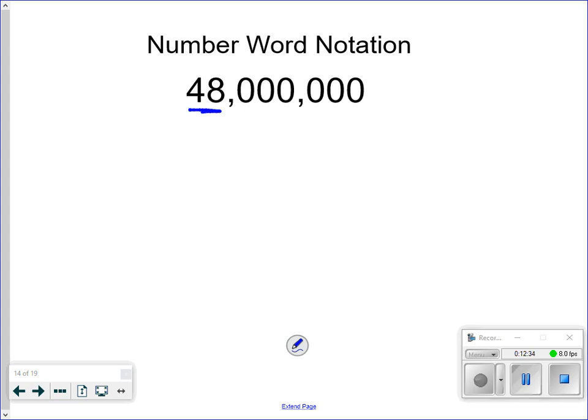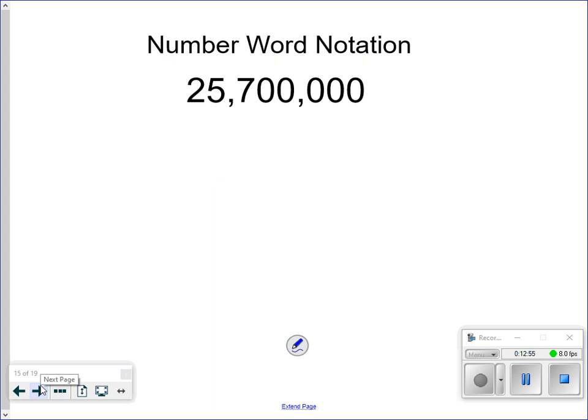We're going to take a look at the numbers to the left of the comma on this. So we have the number 48. Number word notation means you're writing some numbers and you're writing some words. So this is 48, and then you're going to tell me what place value that's in. It's in the millions. It's that easy. I'll show you another one.